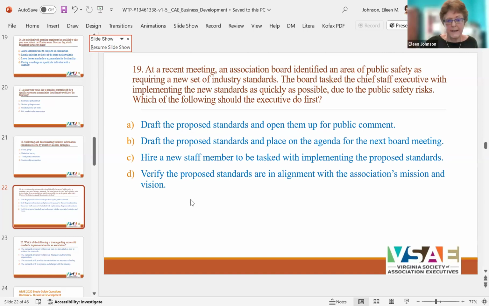Okay, well, this says the answer is C, hire a new staff person, which is rarely ever the answer. I don't think this is a well-worded question. It's not clear if the board has already identified these, because it says they've identified an area of public safety as requiring a new set of industry standards. So they've not been drafted yet, the way I read it. Your board's already decided D, I think. Right? The board has asked you to implement the new standards as quickly as possible.